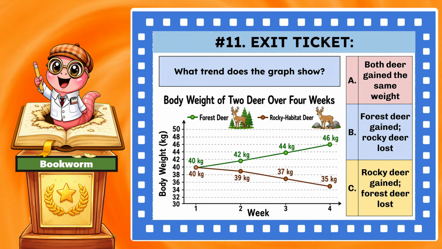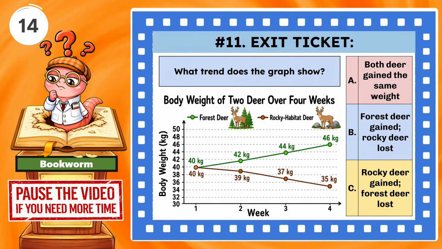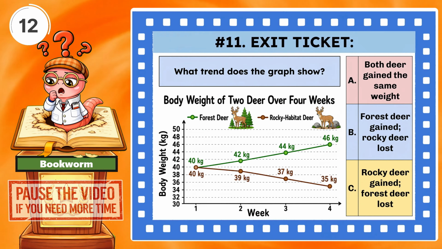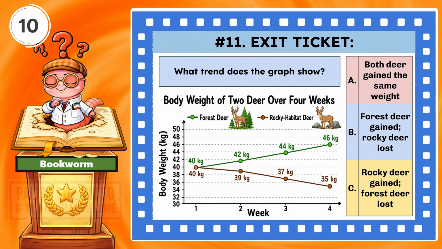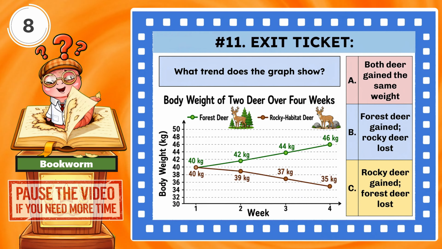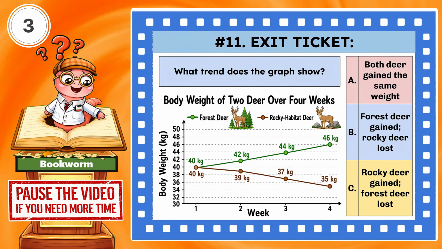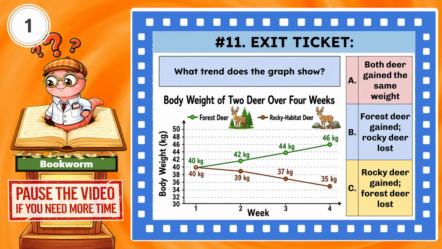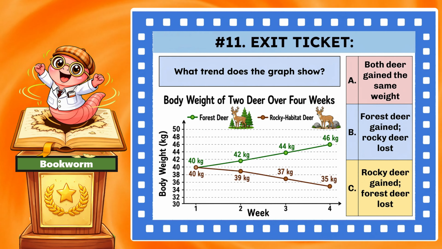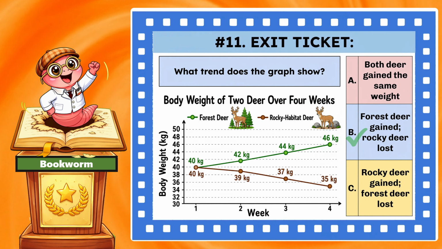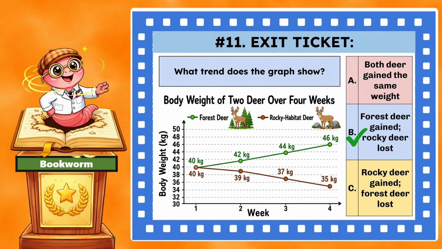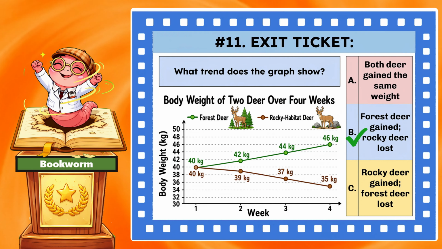What trend does the graph show? And the correct answer is letter B, forest deer gained, rocky deer lost.